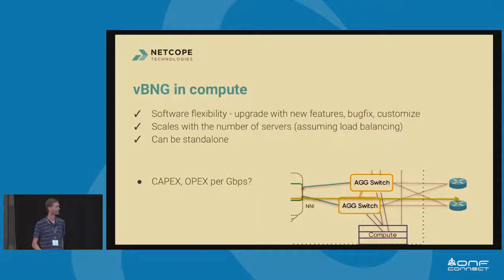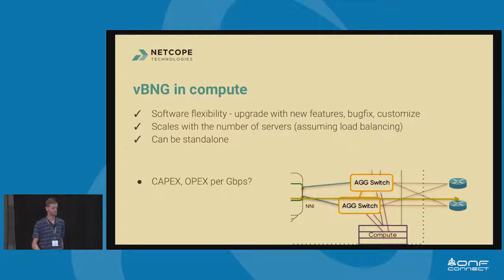vBNG in compute has the flexibility of software because it's running on the server, so it is basically software programmable, so it should be really easy to upgrade with new features, to bug fix it, to customize for particular deployments and use cases. It also should scale well with the number of servers, assuming there's load balancing, for example, in the aggregation switches. And if you want or need to, it can also be standalone. It doesn't have to be just part of SIBA. It can be also something else.